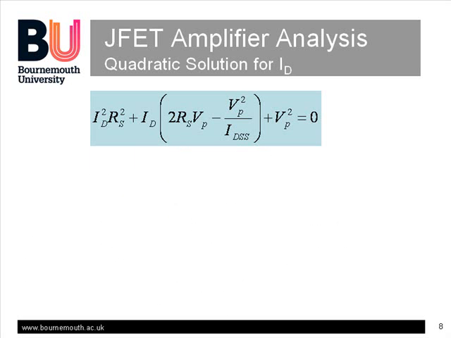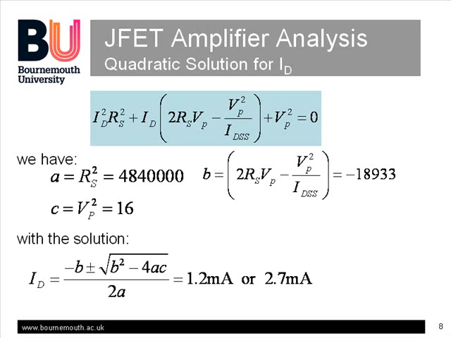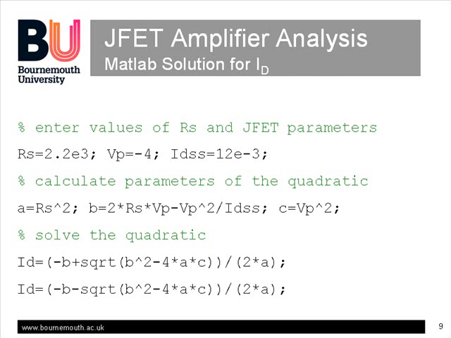In our example, Rs is 1.5K, so squaring it gives 4.84 million. B works out to be minus 18,933, while C is 16. Putting these values back into the standard formula gives two possible results of 1.2 milliamps or 2.7 milliamps, depending on whether we take the positive or negative root solution. If you want to use MATLAB to find these results in Servo Calculator, this is the code you'll need.